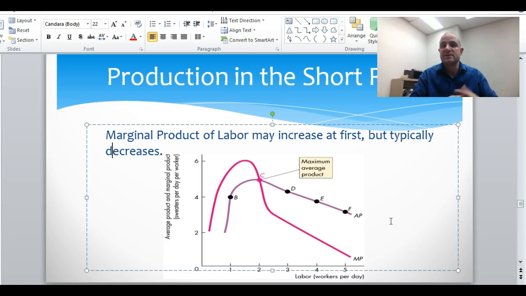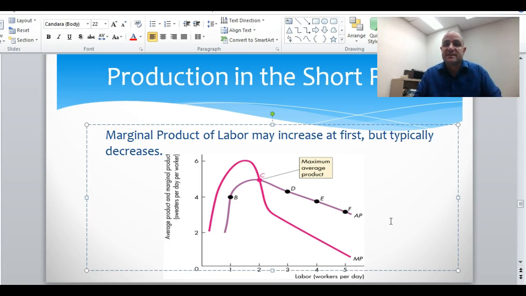So let's say that 1 person can make 10 pizzas. Now you hire a second person. Now when you hire that second person, they're combined able to make 22. So the marginal product of the first person is 10. The marginal product of the second one is 12. You get 12 additional units of output. So it went up.